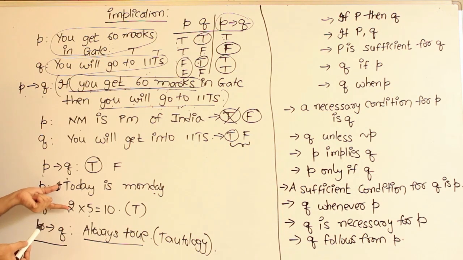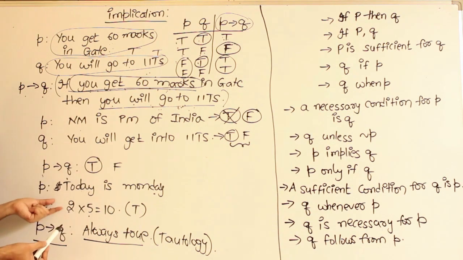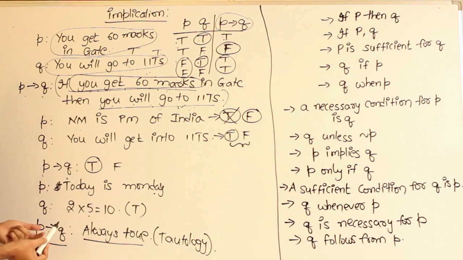You'll never use such a statement in English. If you try to convert it into English, you'll be amazed to see this: if today is Monday, then 2 into 5 equals 10. It is actually meaningless, isn't it? What is the relationship between Monday and this multiplication? But it makes sense in mathematical logic, and it is always true. It is a tautology.